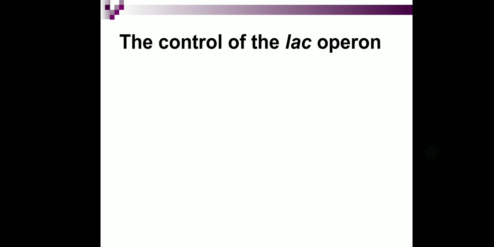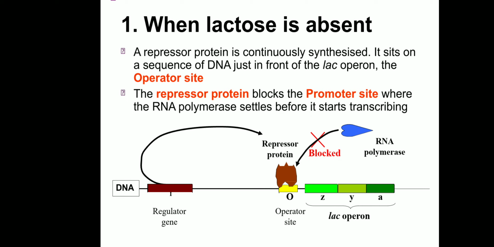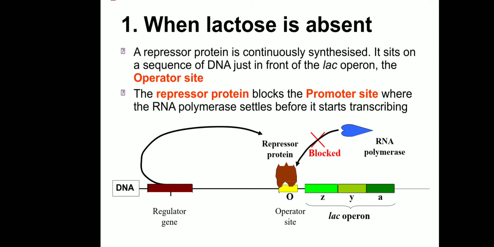Now, control of the operon. When lactose is absent, what will happen? The repressor protein is continuously synthesized. It sits on the sequence of DNA just in front of the operon, the lac operator site. You can see this gene sequence. The repressor protein blocks the promoter site, where the RNA polymerase settles before it starts transcribing.